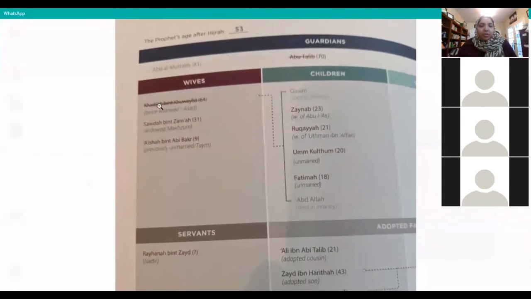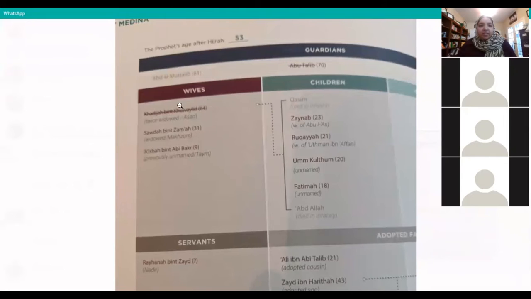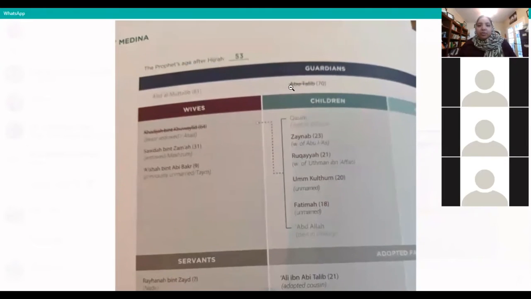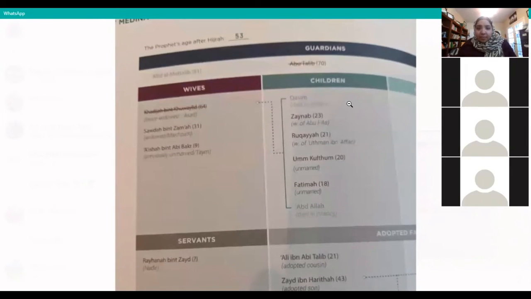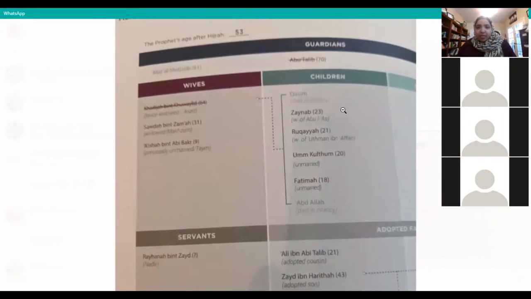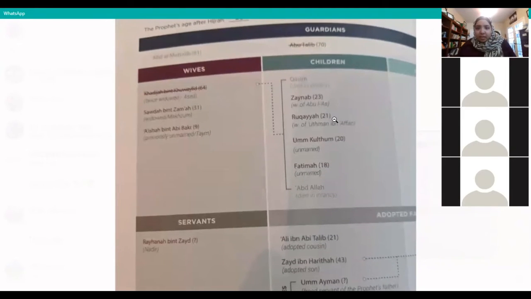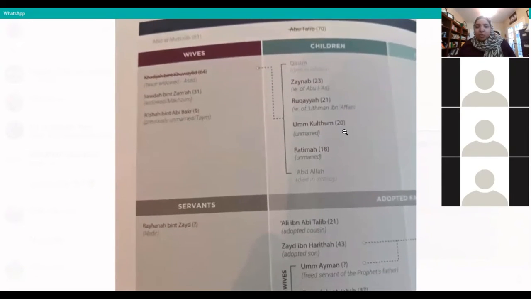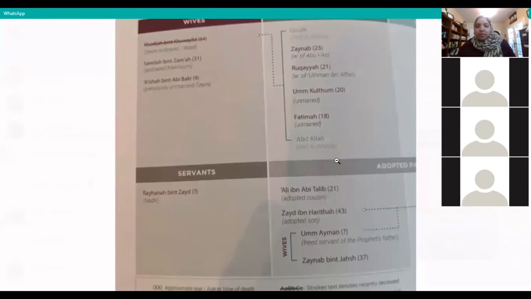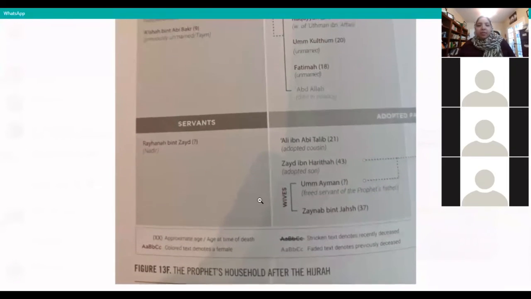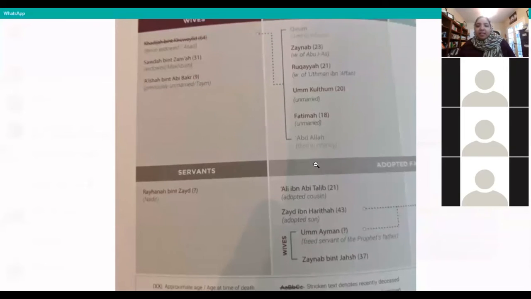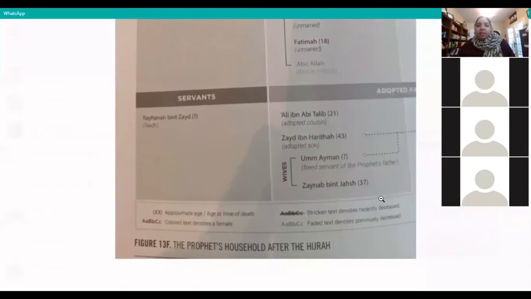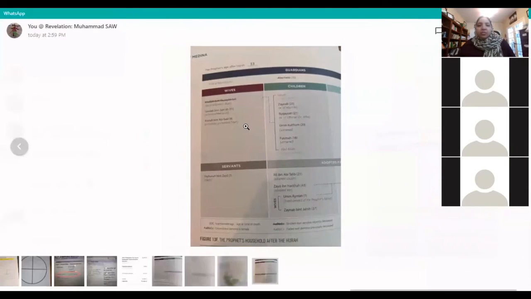Let's look at his wives. So we know Khadija has already passed away in the year of sadness. We have Sauda, who is 31, Aisha, who is 9. And then we have children over here. We have Qasim died in infancy. Zainab is 23, the wife of Abu al-As. Ruqayya is 21. She's the wife of Uthman ibn Affan. Kulthum is 20. She's unmarried. Fatima is 18, and Abdullah died in infancy. And it also talks about servants, Rayhana bin Zayd, and adopted sons, Ali ibn Abi Talib, 21, Zayd ibn Haritha, and then their wives as well. So I did just want to look at that.